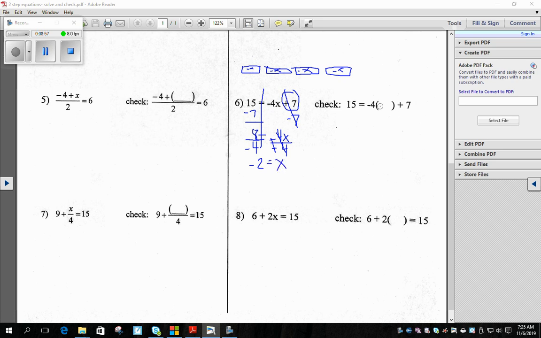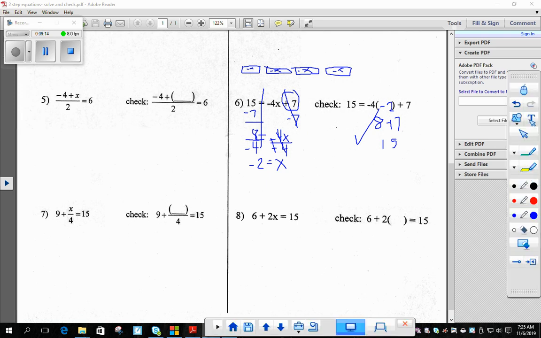Now you can double check. I have a negative 2, and I know that negative 4 times negative 2 is a positive 8 plus 7, and 8 plus 7 is in fact 15, so I know that I have solved it correctly. Okay, go ahead and do the rest on your own.